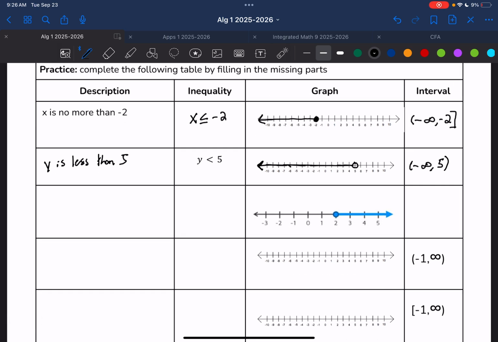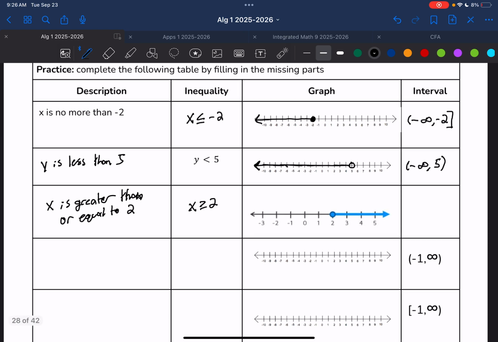All right, now we can look at this graph. We're going to start at 2, and we're going to go to the right. So you can say x is greater than or equal to 2. You can also write that x is at least 2. That's an equivalent way to say this. But we're going to go with the more intuitive, x is greater than or equal to 2.